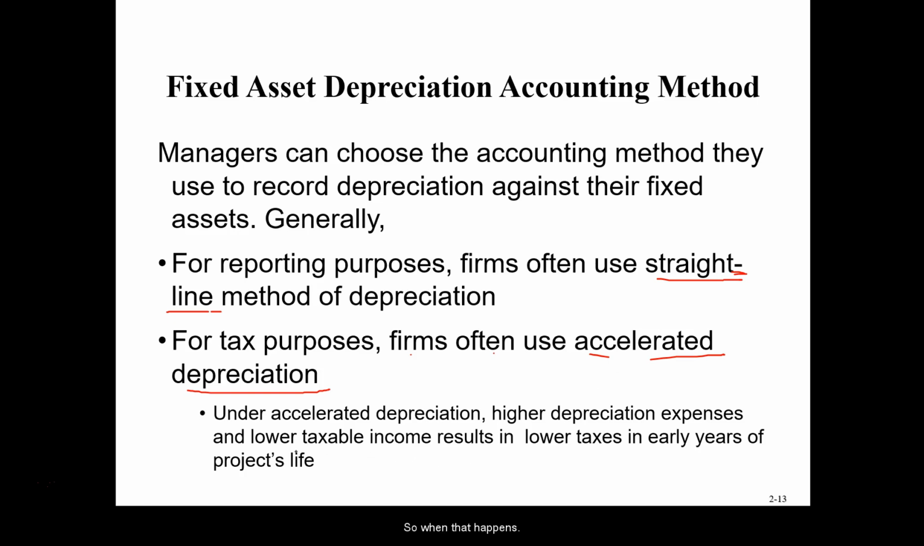So when that happens, with higher depreciation expense, we'll end up with lower taxable income. And lower taxable income means lower tax to be paid in those early years. So the idea is when you use different depreciation methods, you can end up with different depreciation expense amounts, and that would affect the numbers, also the results in your balance sheet and also in your income statement.